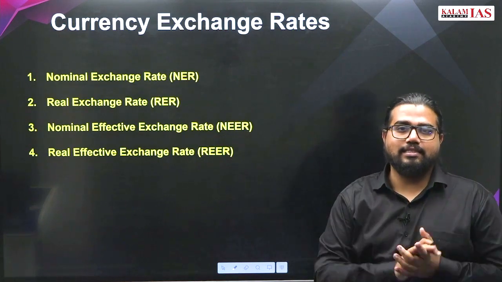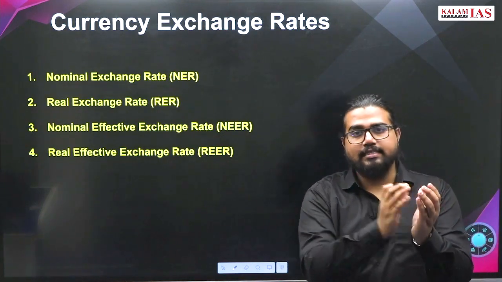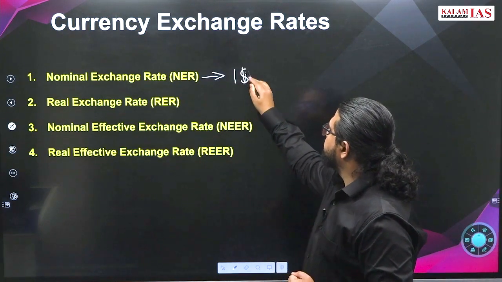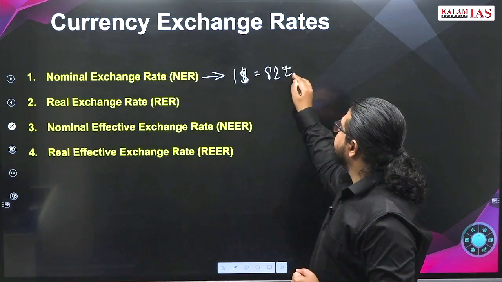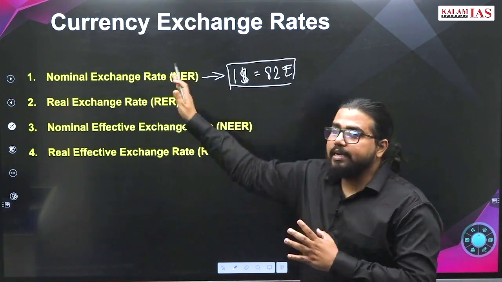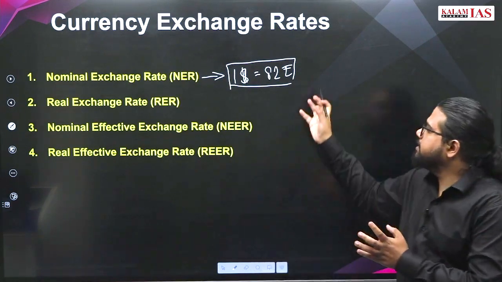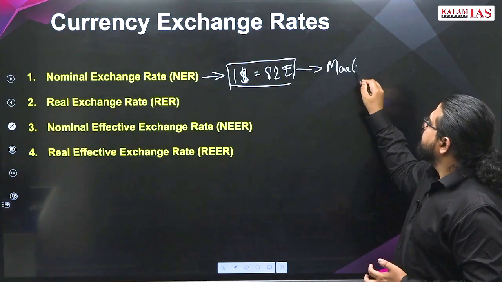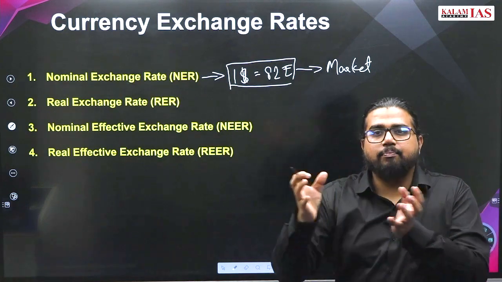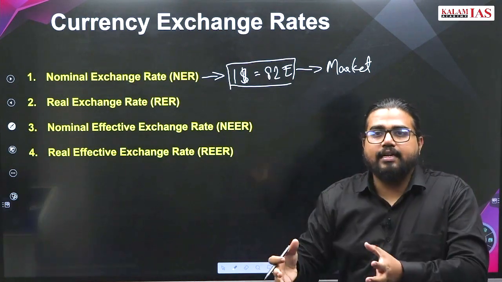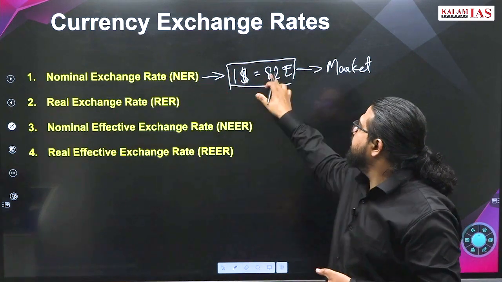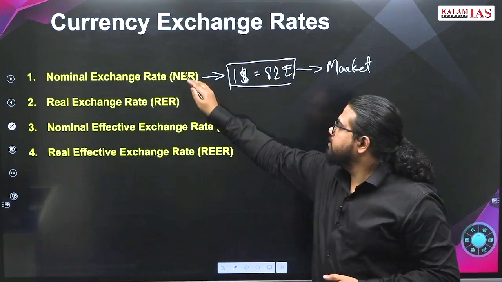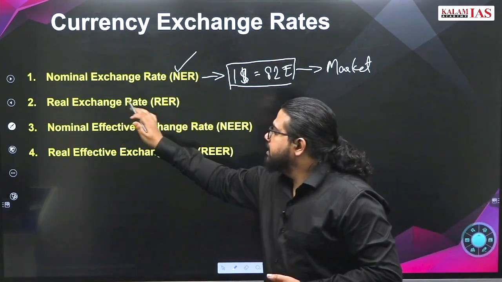What exactly is nominal exchange rate? It is the value of one currency in terms of the other. For example, we say that the value of $1 US dollar is equal to 82 Indian rupees. This exactly is called nominal exchange rate. Now, what determines nominal exchange rate between two currencies? That is simple market dynamics. That is, what is the demand and supply of dollar in the Indian economy or Indian market? That exactly determines the nominal exchange rate of Indian rupee and dollar. Clear?